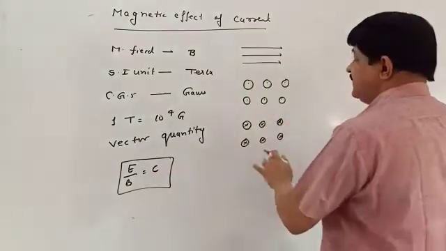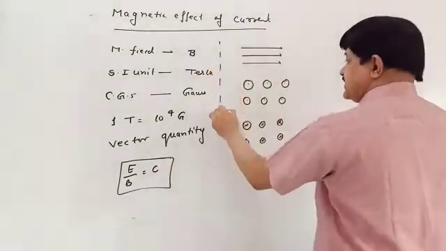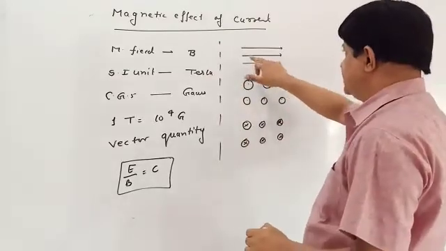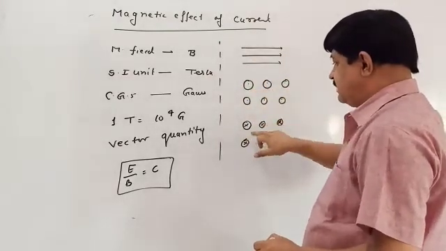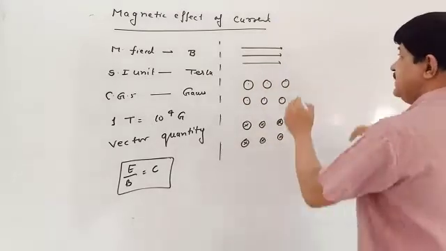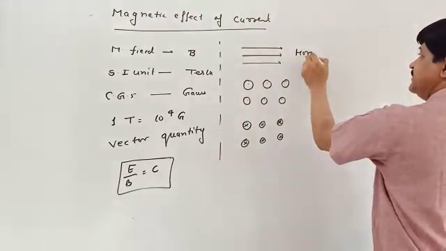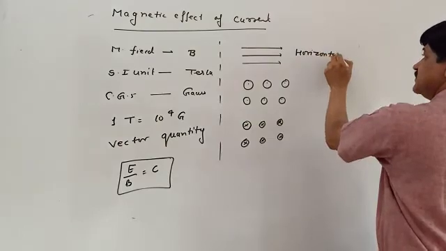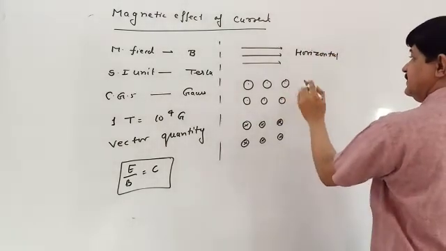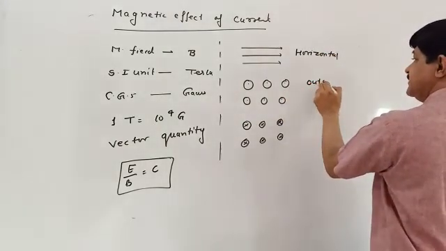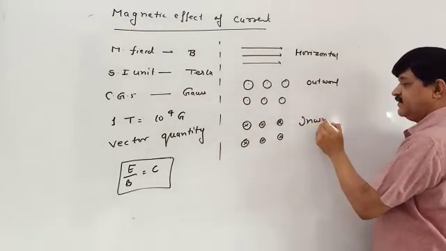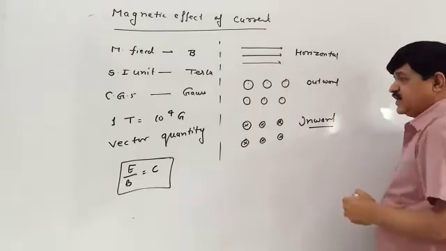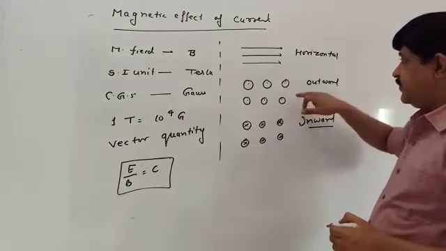The representation of magnetic field is by three things. First is by horizontal lines, second one is by these dots, and the third one is by these crosses. When we have this, it means we are representing horizontal magnetic field. When we are representing it like this, it means we are showing outward magnetic field. And when we show it like this, it means it is inward magnetic field.